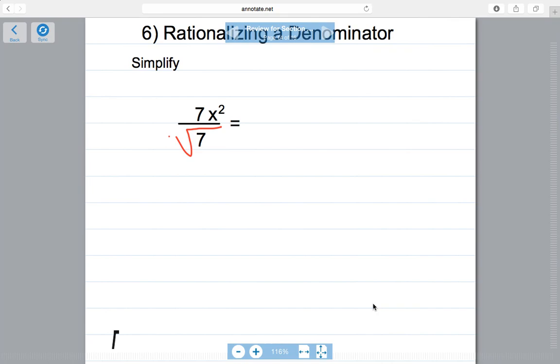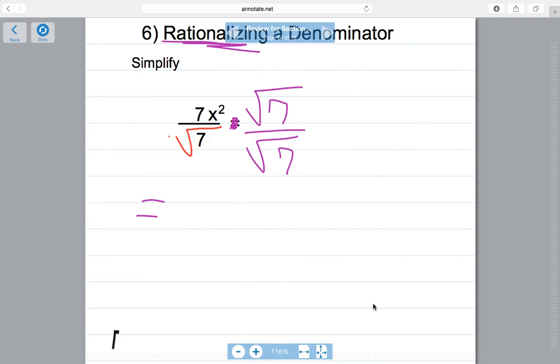Alright, so when I look at this first, the big mistake people make is they try and cross off the 7s. You can't do that though because one is in a square root and the other is not. So instead we have to rationalize the denominator. That means we don't want to have any radicals in the denominator. So the way to get rid of it is to multiply the 7 by itself times the square root of 7, and you'll see why.